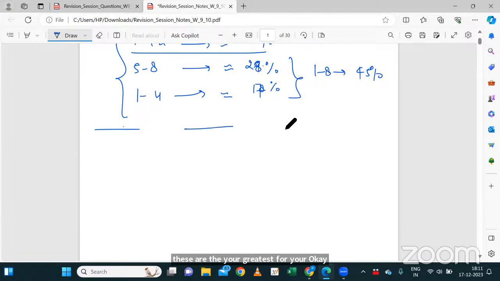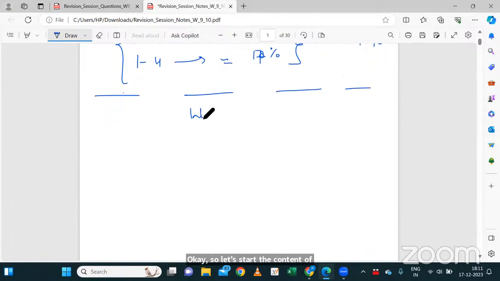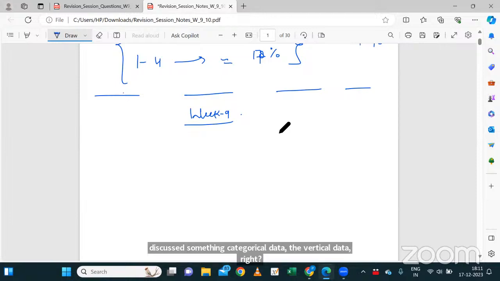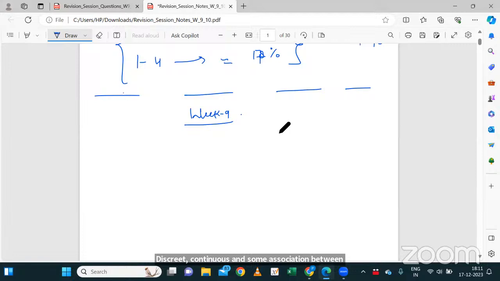Let's start the content of week 9. Till week 8, from the initial weeks till week 4, we discussed categorical data, numerical data, discrete, continuous, and association between categorical, association between numerical, and association between categorical and numerical. Then we moved to the counting principle, then probability and so on. Now in week 9, we are going to study random variables. So, what is a random variable?